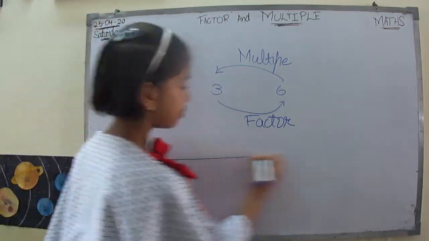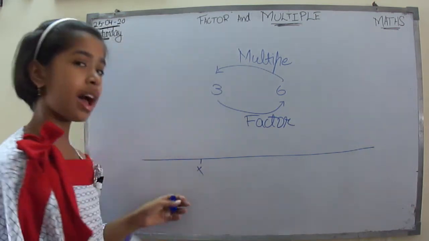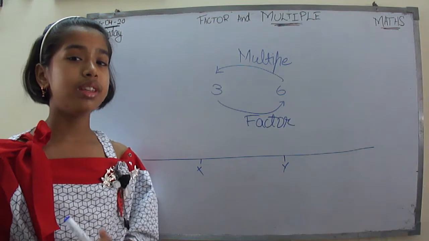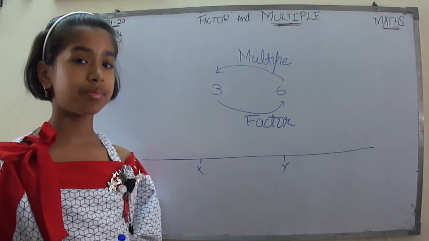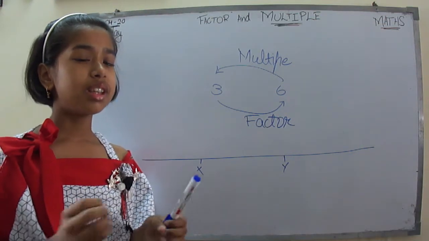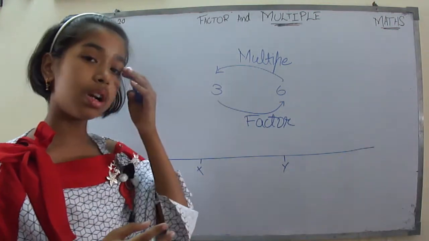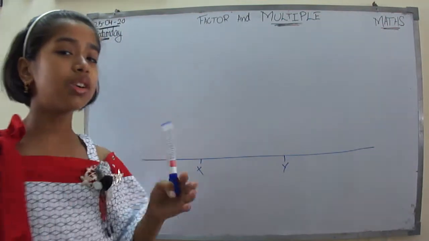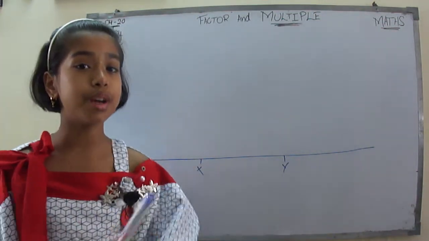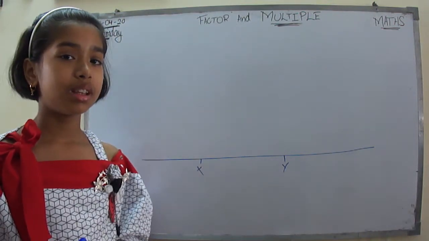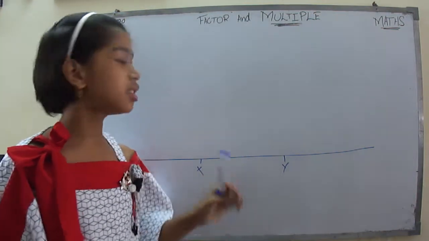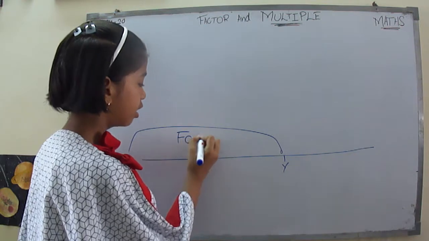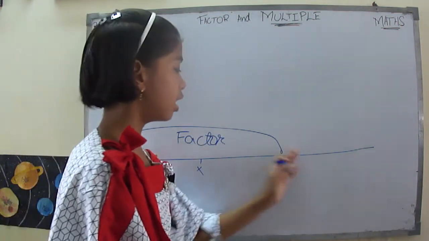So let's have a question here. Take that here I have a number X, and here I have a number Y, and if I tell you that X is a factor of this Y, then... let me rub this first. So I told you that the factor is always smaller than this number. So the factor could lie on this side of this number. The factor couldn't lie here if the number line is starting from here.